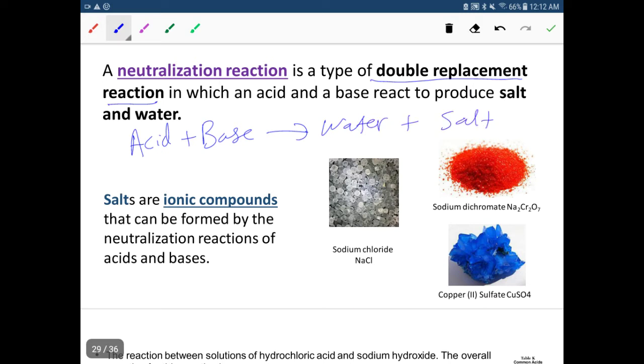Okay, and for salt, remember, it doesn't have to be NaCl. NaCl is not the only salt in chemistry. In chemistry, a salt is any ionic compound. It must be ionic. By ionic, we mean it must have a cation or metal and an anion. So it's an ionic compound with a cation and an anion.